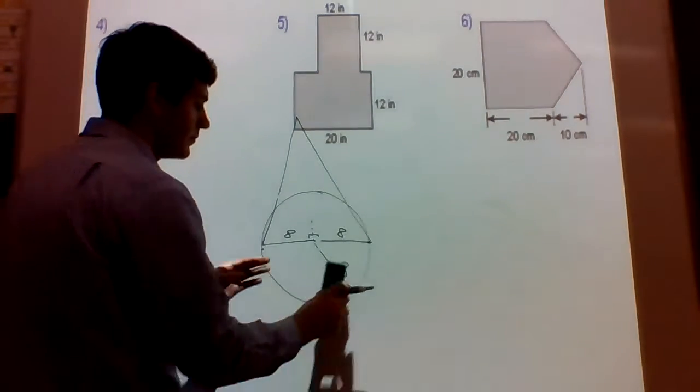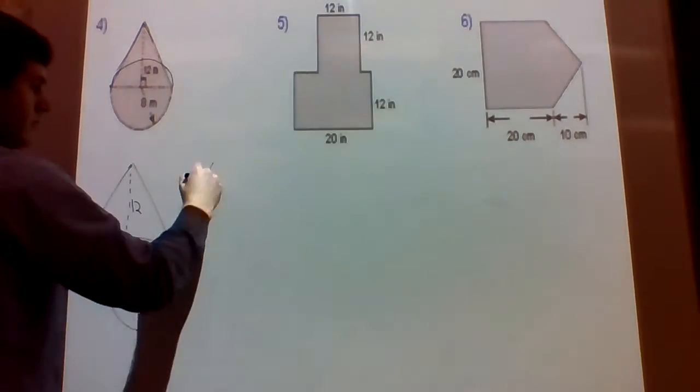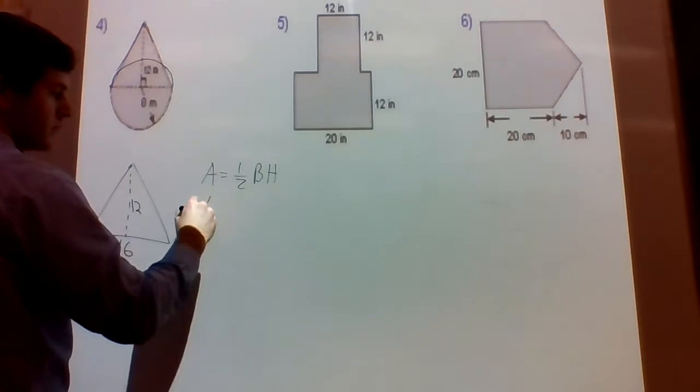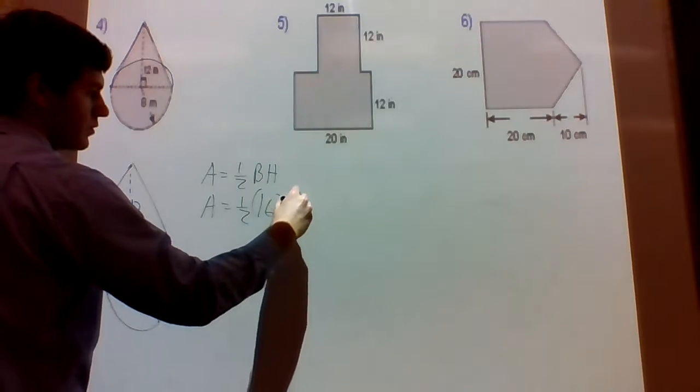Okay. So once we have that established, we can find the area of each piece. The area of the triangle is going to be equal to 1/2 the base times the height. So we have 1/2. The base we said was 16. The height is 12.